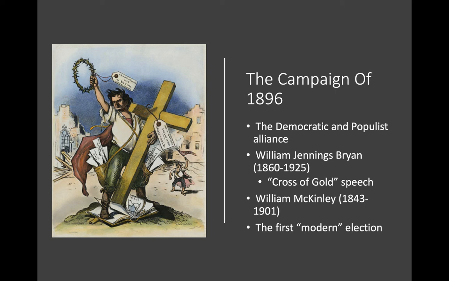Not adjusted for inflation. So in other words, we're talking about the value of money in the 1890s. McKinley spent about $10 million on his campaign in comparison to Bryan's $300,000. And again, that's not adjusted in today's money. Today's money would be considerably more than that.